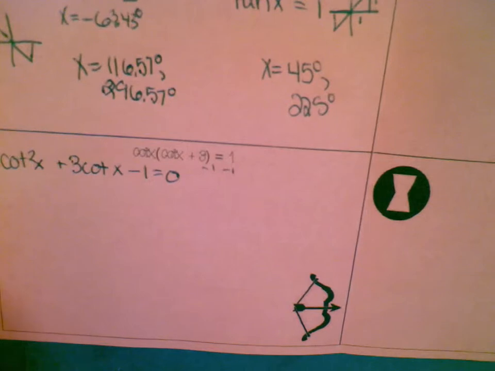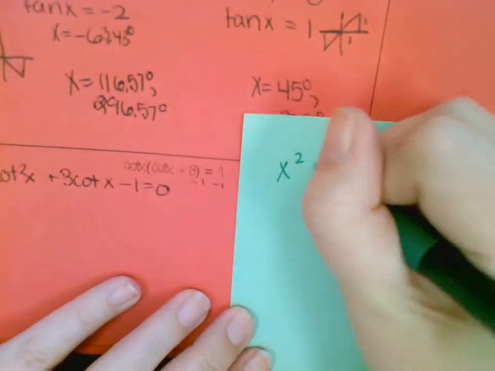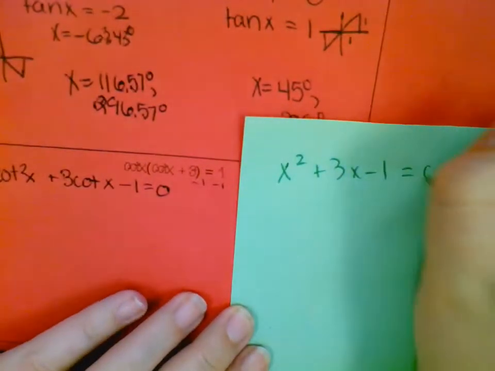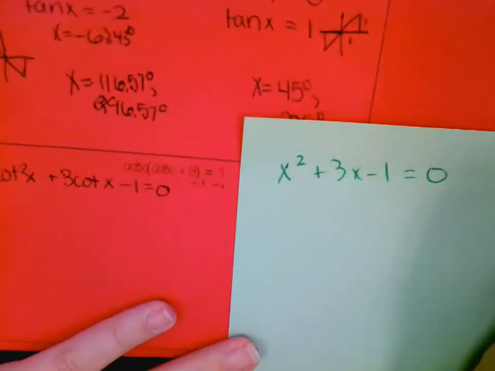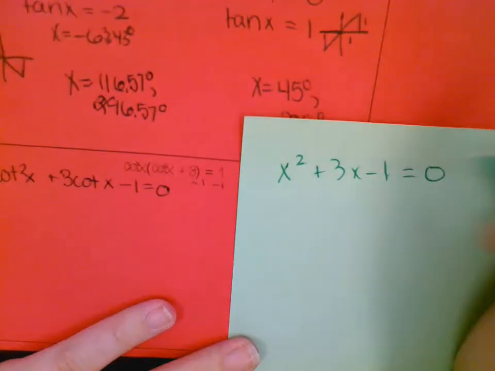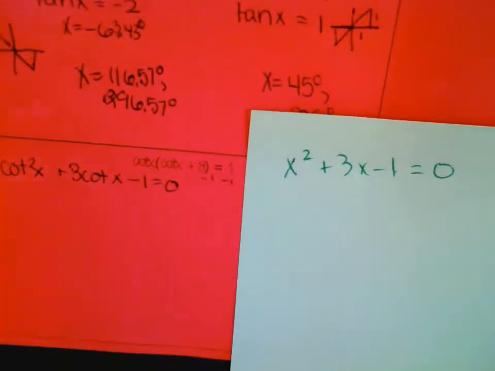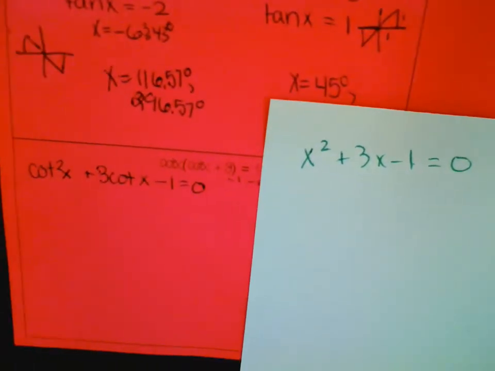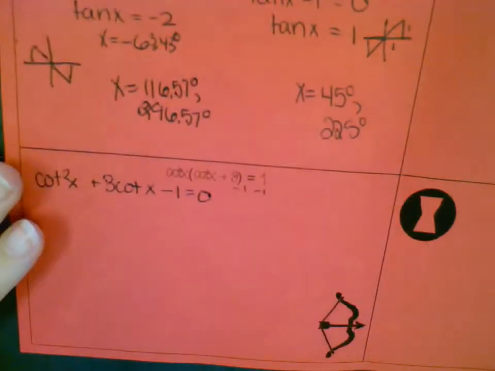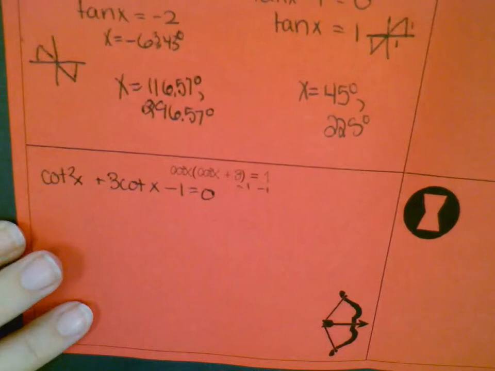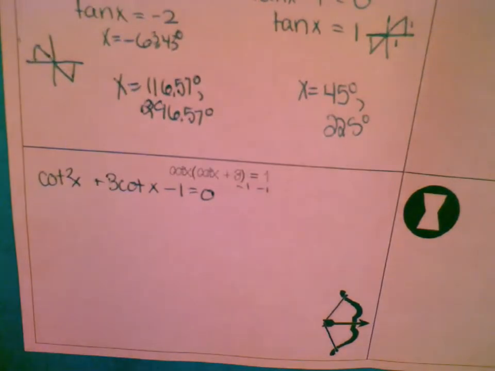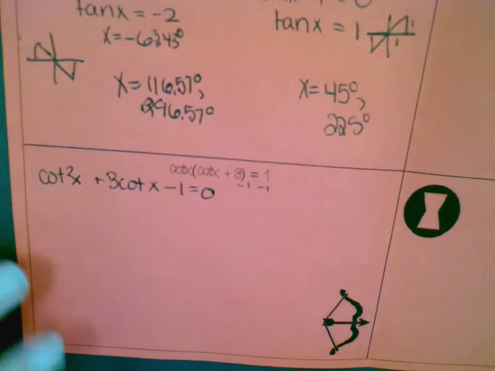Okay, so from here we would try to factor. So we would have x squared plus 3x minus 1 equals 0. But that's not factorable. Nothing that multiplies to be negative 1 is ever going to add to be 3. So if you think back to algebra, what did we do when we weren't able to factor? We used the quadratic formula. So that's what we're going to do here. We're going to solve this using the quadratic formula.